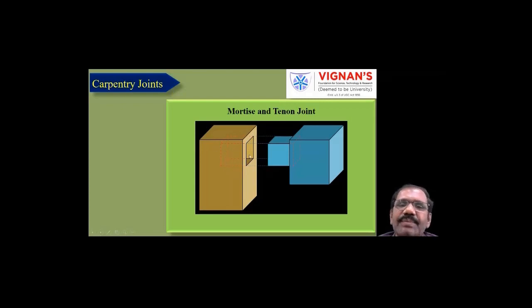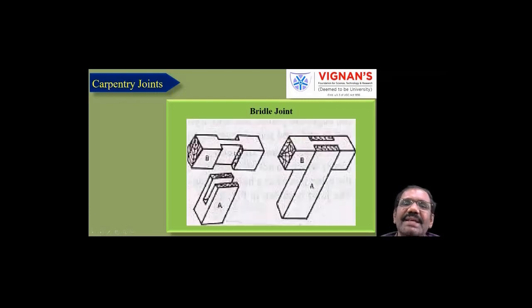Up to some depth we have that one, that's why we are calling it a blind hole. In that blind hole, this part is inserted to make the joint. See, this one is a bridle joint. It has a slot, and in this slot this is inserted, so that is called a bridle joint.